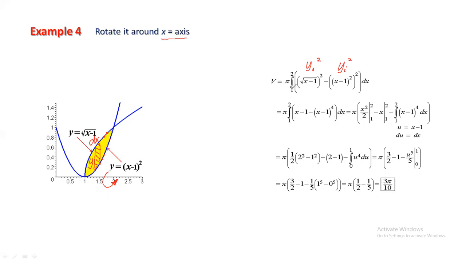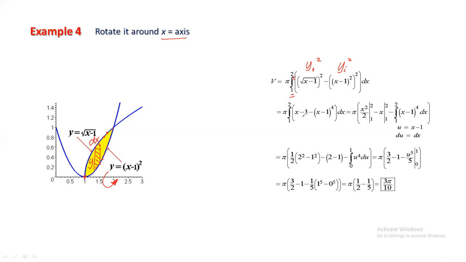And the limit that is to be used is here from 1 until here. So this is 1, 1.5, 2. So you could see the limits of integration are 1 to 2, and you have here pi. So pi times outer r squared minus inner r squared will give you the volume of the solid formed when this yellow shaded area is rotated around the x-axis.